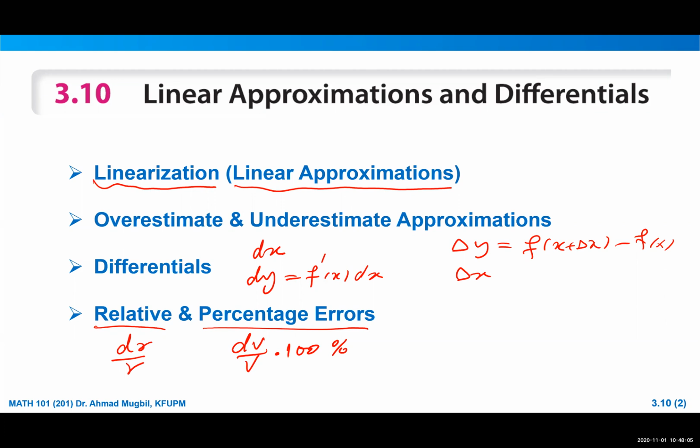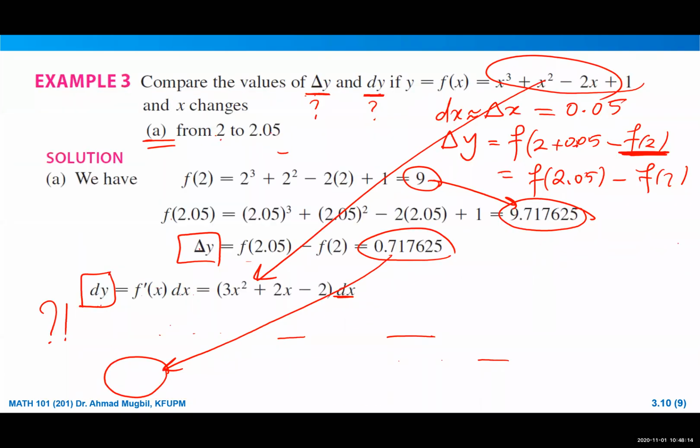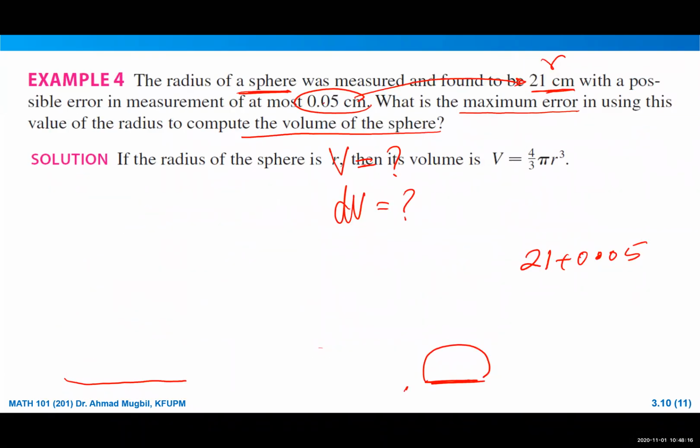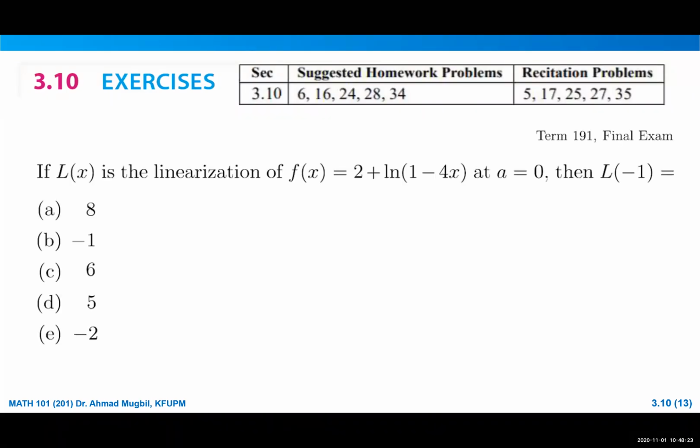Let's go, and if we have time, we have 2 minutes left, let's have a look at the old exam problems. I advise you also, guys, to practice the recitation questions, the homework, the suggested homework problems. These are suggested homework problems, and these are the recitation suggested problems. Do we have a solution for this? We don't. Look at this. If L(x) is the linearization of this function at a equals 0, then what is L at -1?